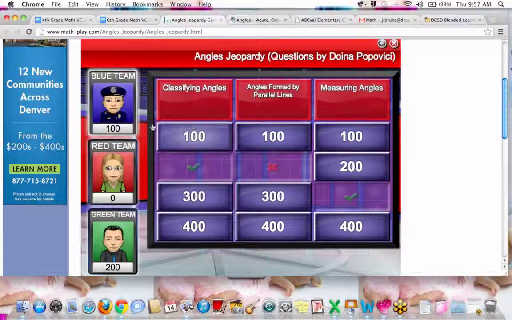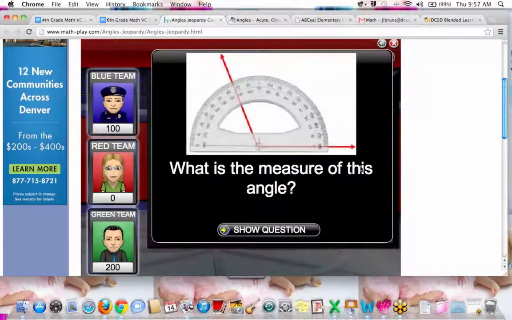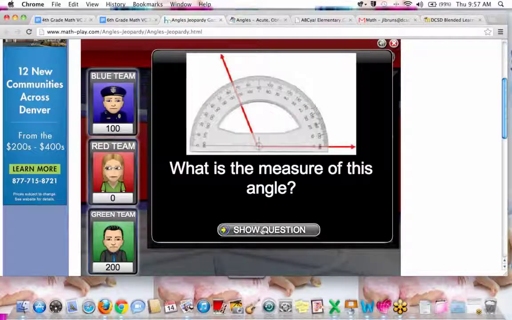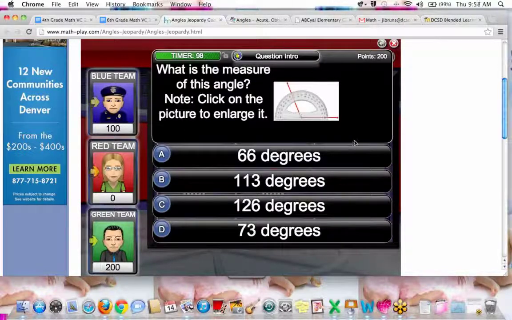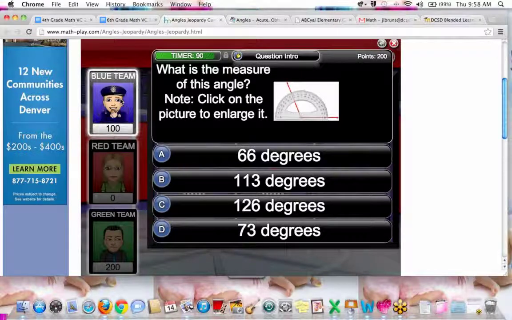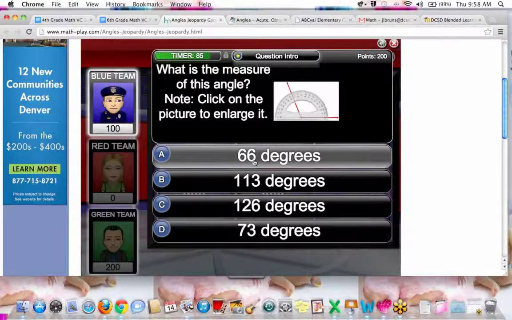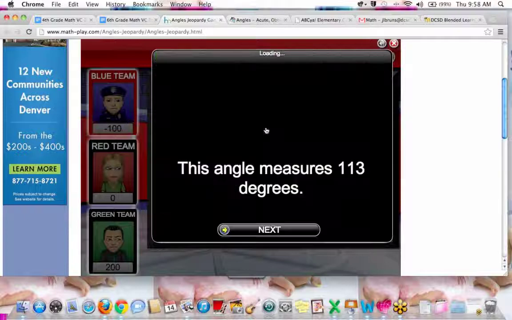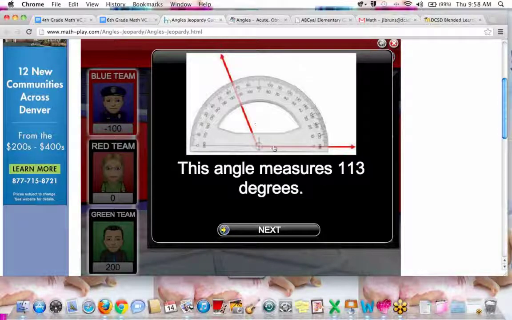Measuring angles for 200. Okay, here we go. What is the measure of this angle? Okay, so take a look and now look at our choices. Okay, Jack? 66 degrees. Okay, so you think 66? Uh-oh. It was 113. You needed to look.